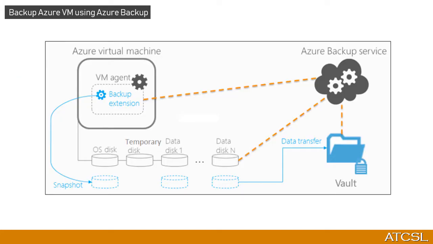Now let's discuss how to back up Azure VM using Azure Backup. Azure VMs are backed up by taking snapshots of the underlying disks at user-defined intervals and transferring those snapshots to the recovery services vault as per the customer-defined policy.